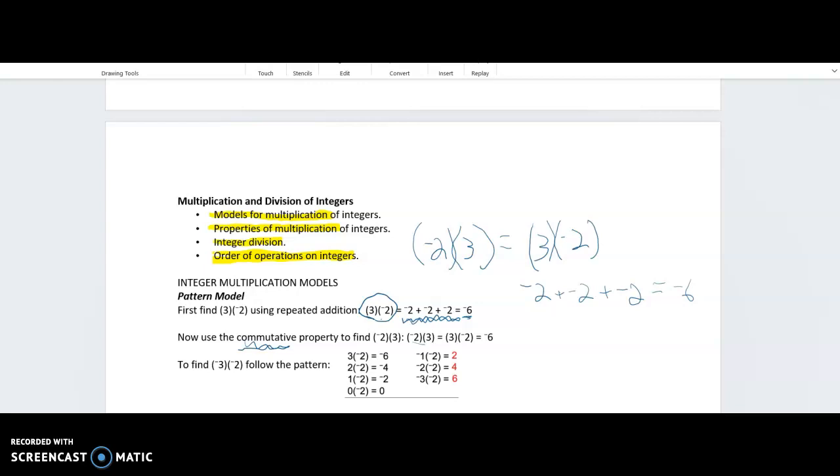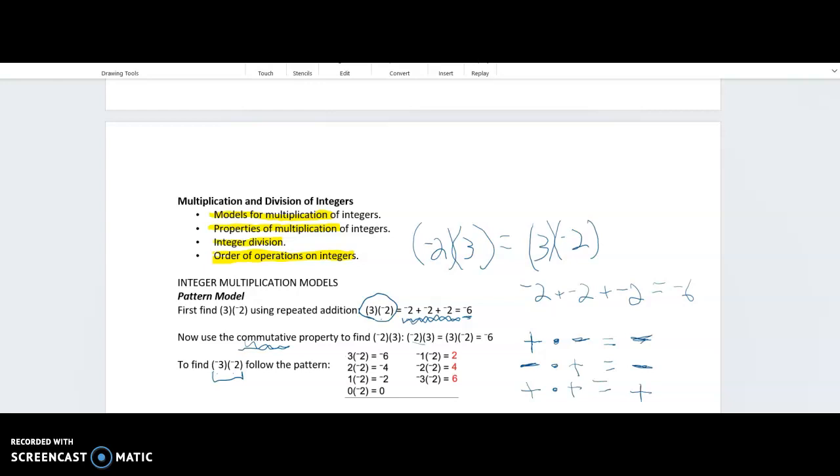We can use patterns to find something even more tricky, like -3 times -2. We know that 3 times -2 is -6. 2 times -2 is -4. 1 times -2 is -2. And 0 times -2 is 0. We should know that when you multiply a positive times a negative, you get a negative answer. When you do a negative times a positive, you get a negative answer. If you do a positive times a positive, you get a positive answer.